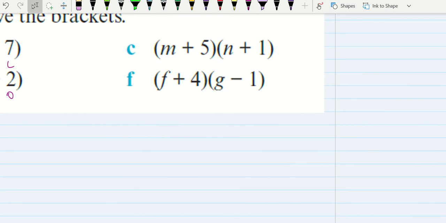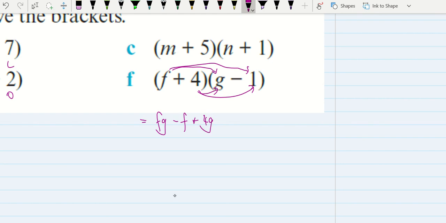And let's do crab claw for this one. So I'm going to get the top and I'm going to multiply the first term by the other two, and then I'm going to get the second term and multiply it by the other two. So we've got FG and then take 1F, and so that's just F, and then we've got a plus in front of the 4, so plus 4G, and then a plus 4 multiplied by a negative 1 equals take 4, and that's simplified.